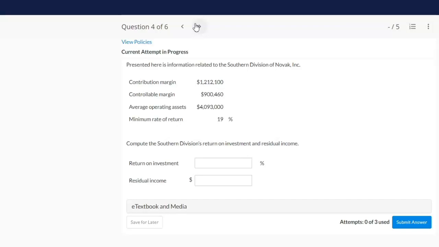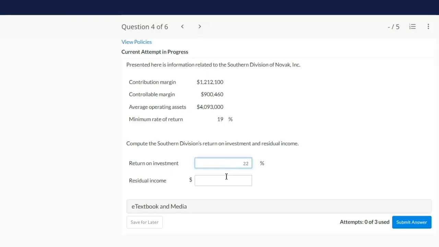Okay, so what we remember, return on investment is the controllable margin divided by the average operating assets. So 900,000 divided by 4,093,000. Right, 22%.